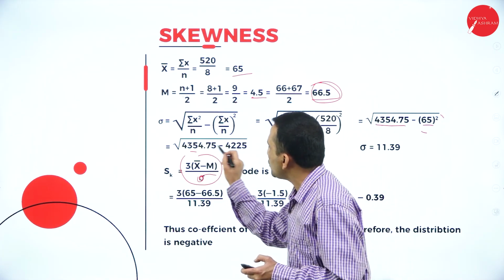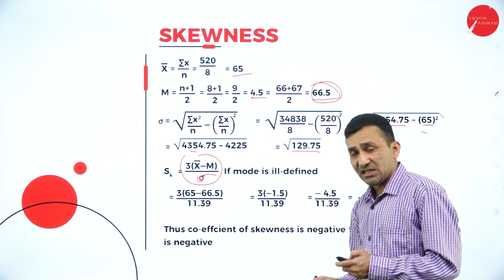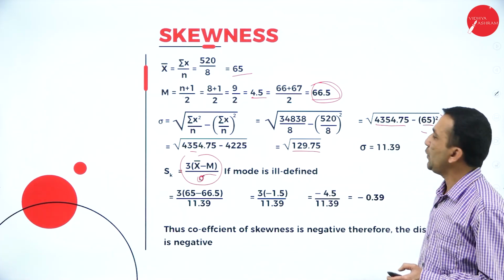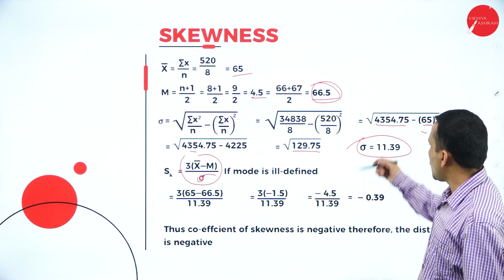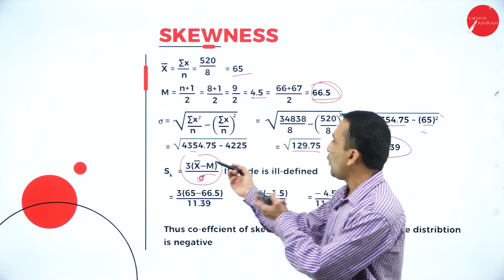Now we need to subtract. After subtraction, we are getting 129.75. After getting this value, we need to take the square root. So finally, our standard deviation is 11.39. Once we get whatever is required for the formula, now we can go for applying it.